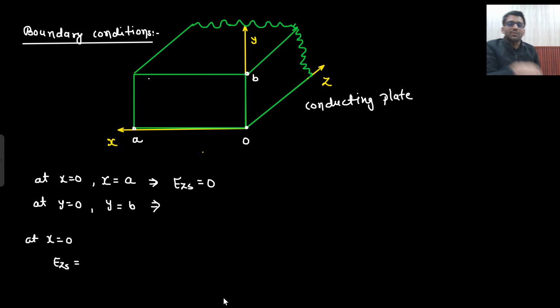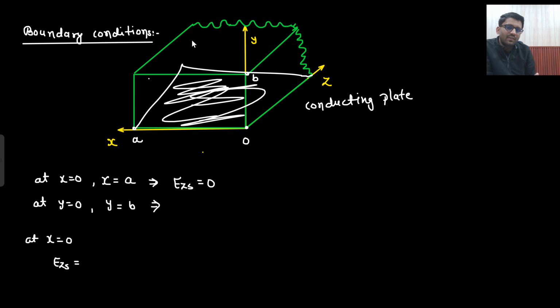Now talking about Y equals 0. What is the Y equals 0 plane? This is your Y equals 0 plane. Let me make it again. So this is your Y equals 0 plane, if I join this line. Now let me know one thing. At Y equals 0, what are the tangential components? X and Z. At Y equals 0, X and Z are the tangential components.